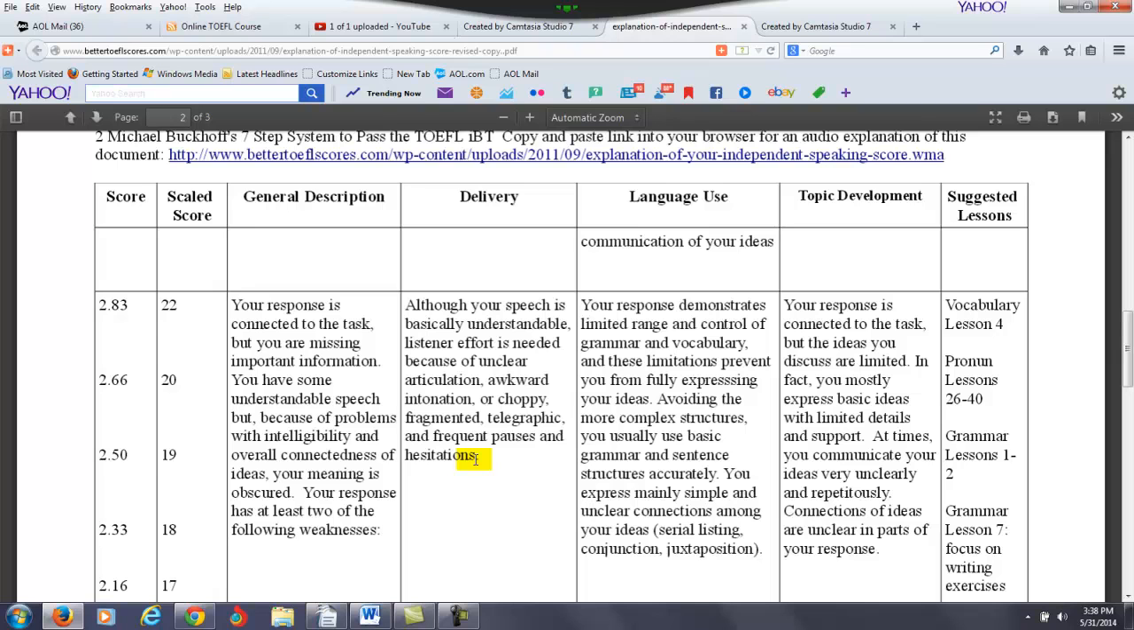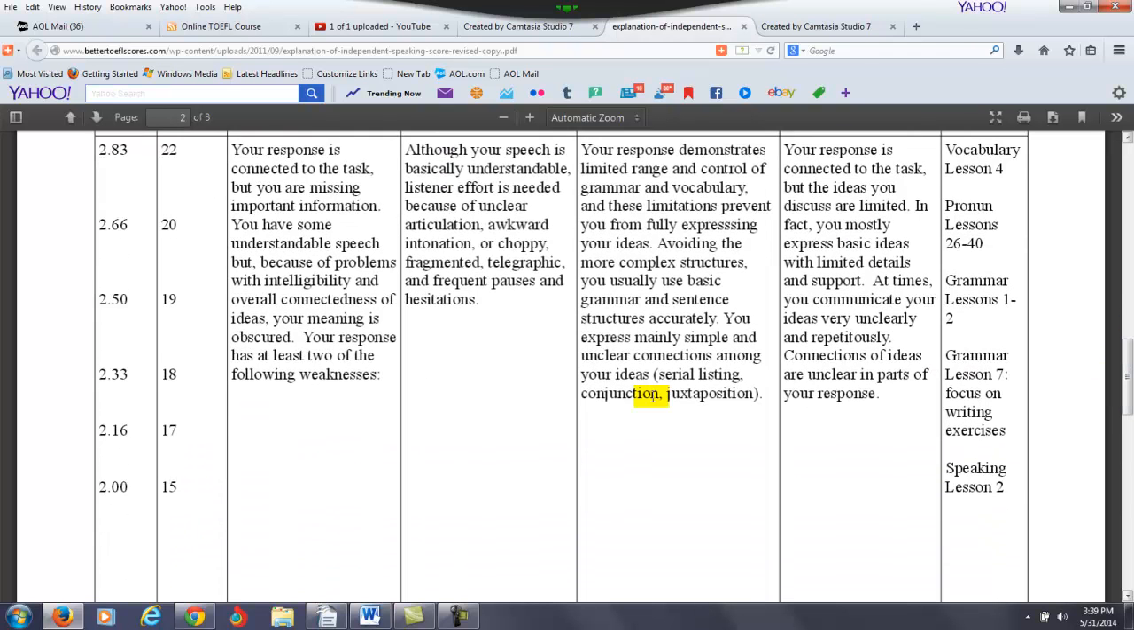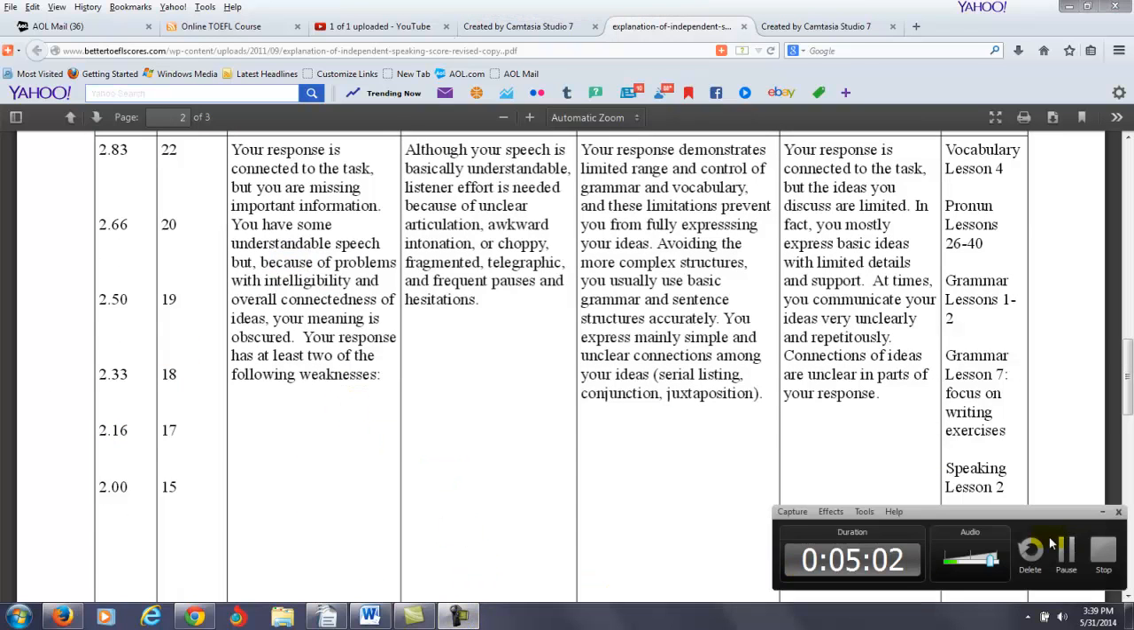Language use, I think in terms of your vocabulary, you can make better use of transition words in terms of organizing your ideas. In terms of topic development overall, you need to do a better job connecting things together. So I'm going to put you right now at about 2.16 out of 4 or 17 points out of 30 on this practice test.